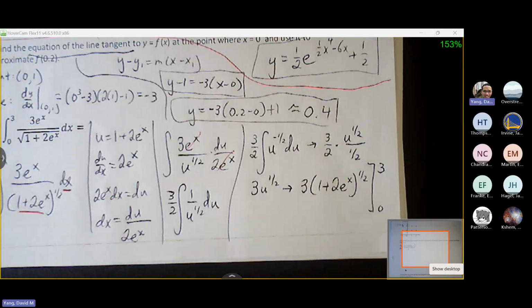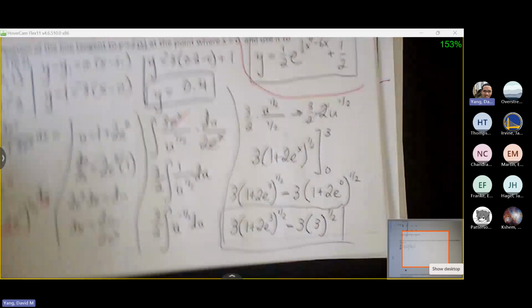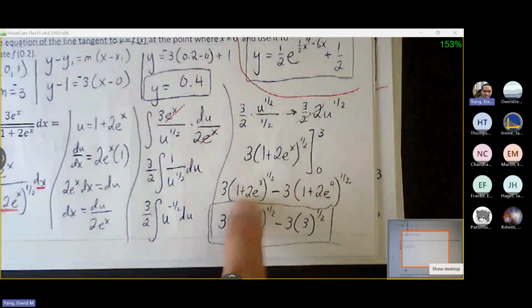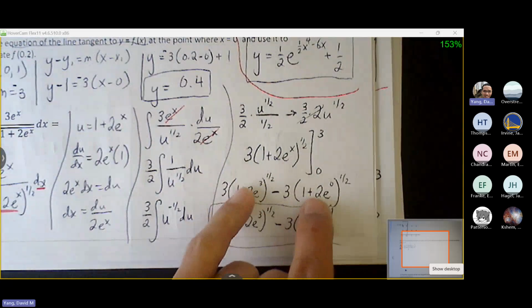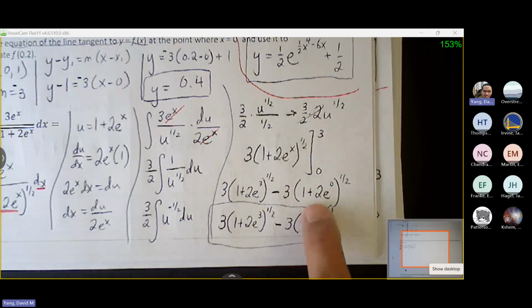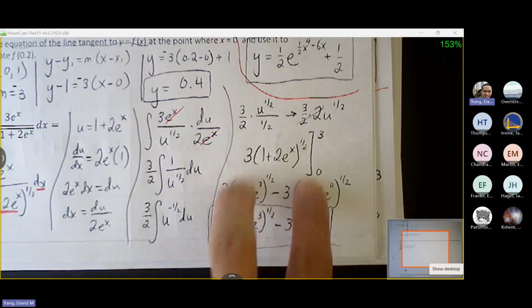Okay, plug in upper and lower bound. And then once you plug in, you don't have to clean up. So plug in the 3. You can leave it like this. I went one step further and I made 1 plus 2, 3, but either is fine.